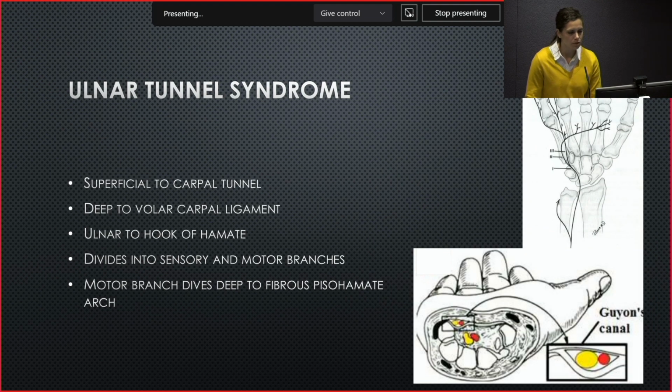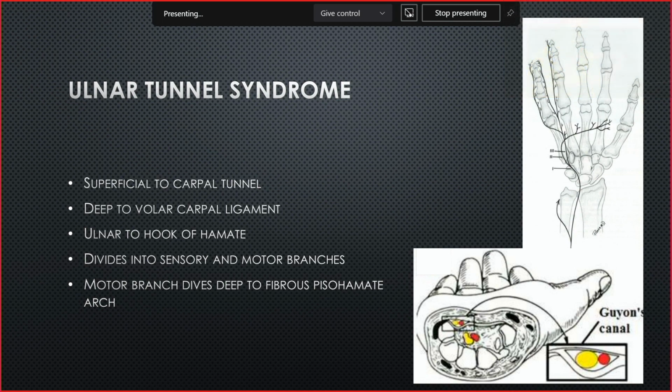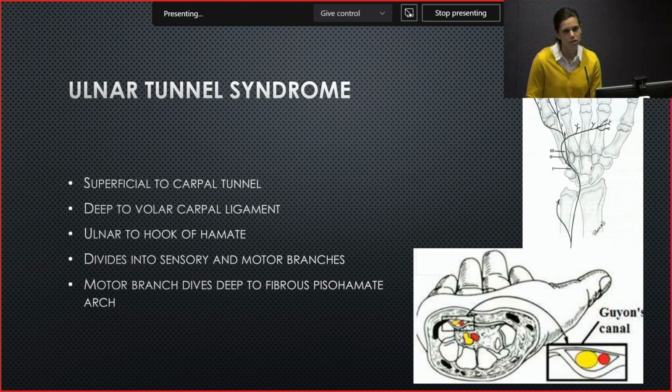So the last compression neuropathy we'll cover is ulnar tunnel syndrome, which refers to ulnar neuropathy at the wrist. The ulnar tunnel is also called Guyon's canal. The ulnar nerve travels with the ulnar artery, and it runs deep to the flexor retinaculum or the volar carpal ligament, but it's superficial to the transverse carpal ligament, which forms the floor.